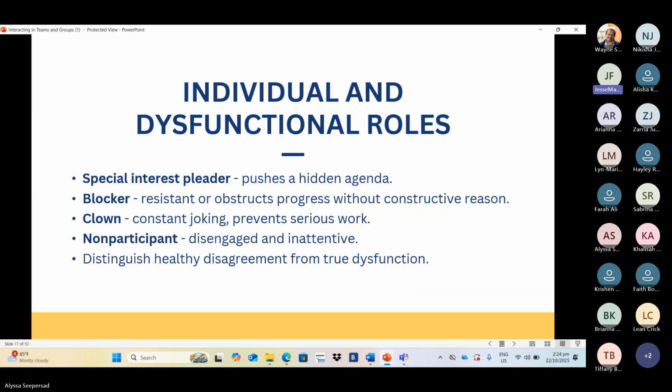However, it should be noted that we should distinguish between healthy disagreements and dysfunction. What I mean by this is that someone who uses humor to ease tension would not be considered the same as a clown, who is just joking around all the time and not taking anything seriously. Someone who expresses disagreement out of concern for the group's progress shouldn't be confused with a blocker, and so forth.